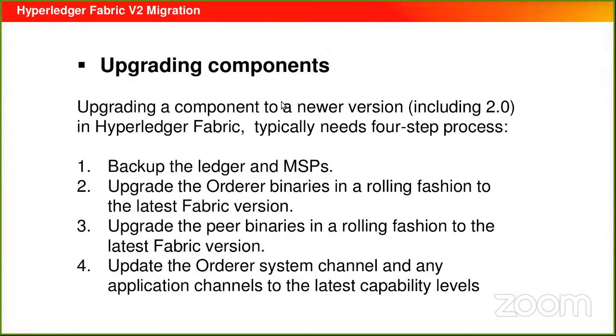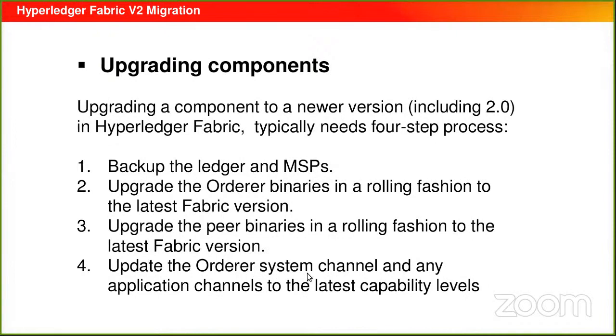Upgrading the component: first of all, back up the ledger and MSPs. It's very important. If you lose your ledger, you lose your Fabric network. You're done, the network is finished. So first, you back up your ledger and all the membership service providers, or the credentials, everything that you have in a network. Then upgrade the orderer binaries in a rolling fashion to the latest versions, and upgrade the peer binaries in a rolling fashion, and update the orderer system channel and any application channel to the latest capabilities.